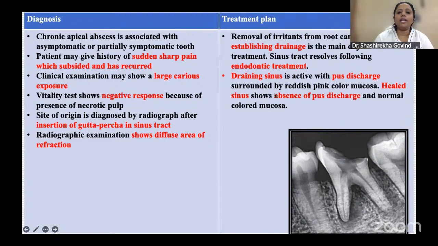If there is a draining sinus with pus discharge, then it is called an active sinus, and usually you have reddish pink colored mucosa. A healed sinus shows absence of pus discharge and normal colored mucosa.